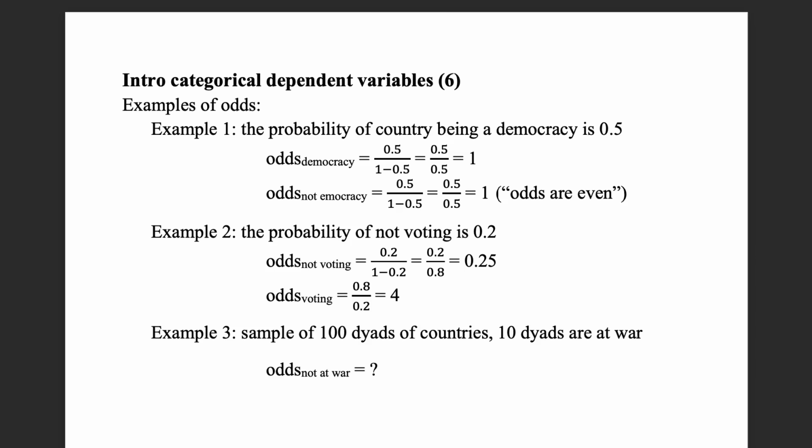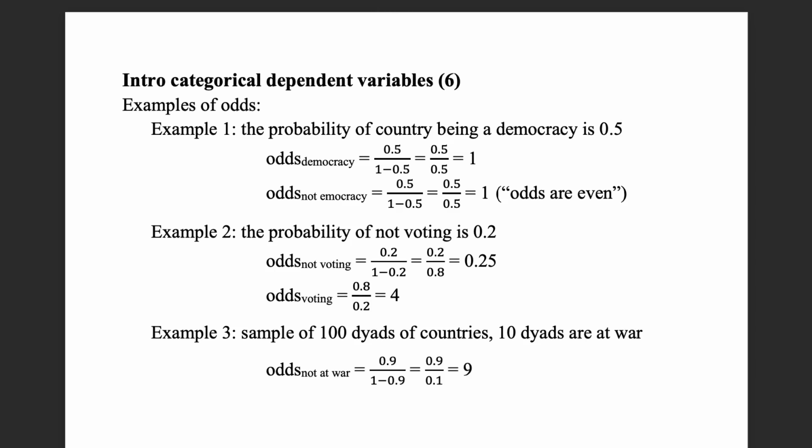Let's say we have a sample of 100 dyads of countries. Yeah, dyads just meaning combinations of 2 countries. And we have observed that 10 of those dyads, so combinations of 2 countries, are at war with each other. So that's an often used dependent variable in international relations research. Well, given that we know this, what are the odds that dyads of countries are not at war? So what are the odds of not being at war? Again, stop, pause, think for yourself first. How would you calculate that? What would be the result?